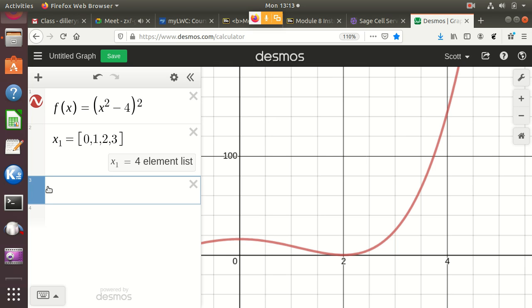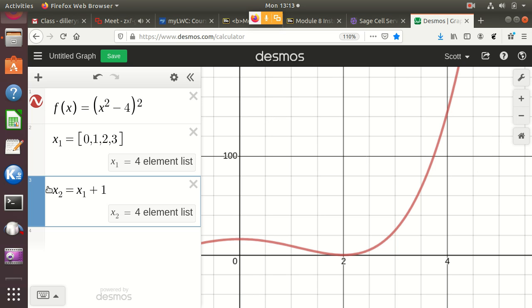These are the left-hand endpoints of each of my straight lines, and I want to make a list that's the right-hand endpoints. So I could put in 1, 2, 3, 4. Well, another way is to just say x2 equals x1 plus 1. And notice it says I have a 4-element list. What it did was just add 1 to each element in the first list. So now I have an x2 list that is 1, 2, 3, 4.